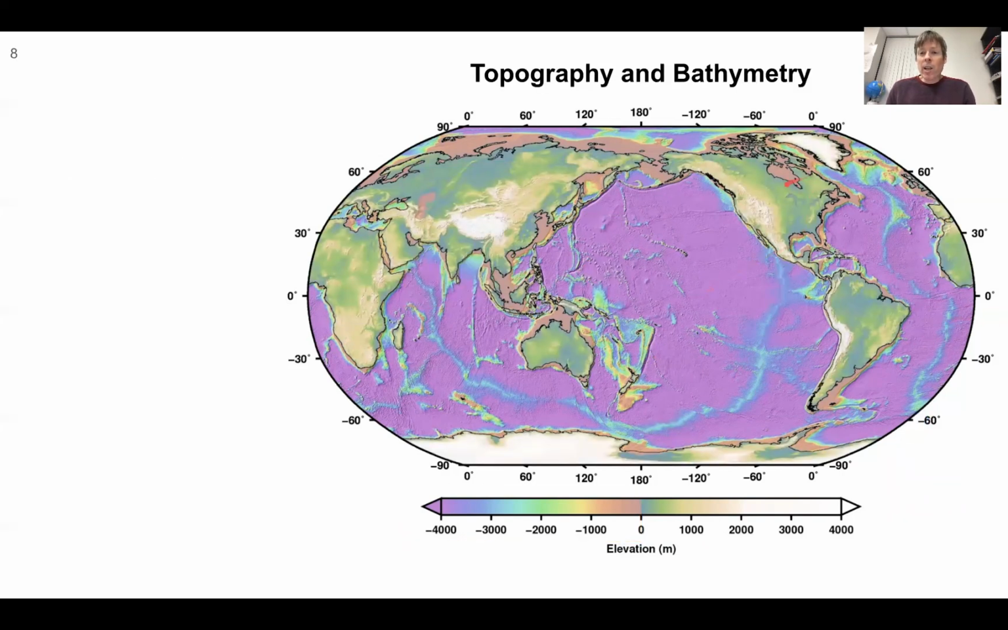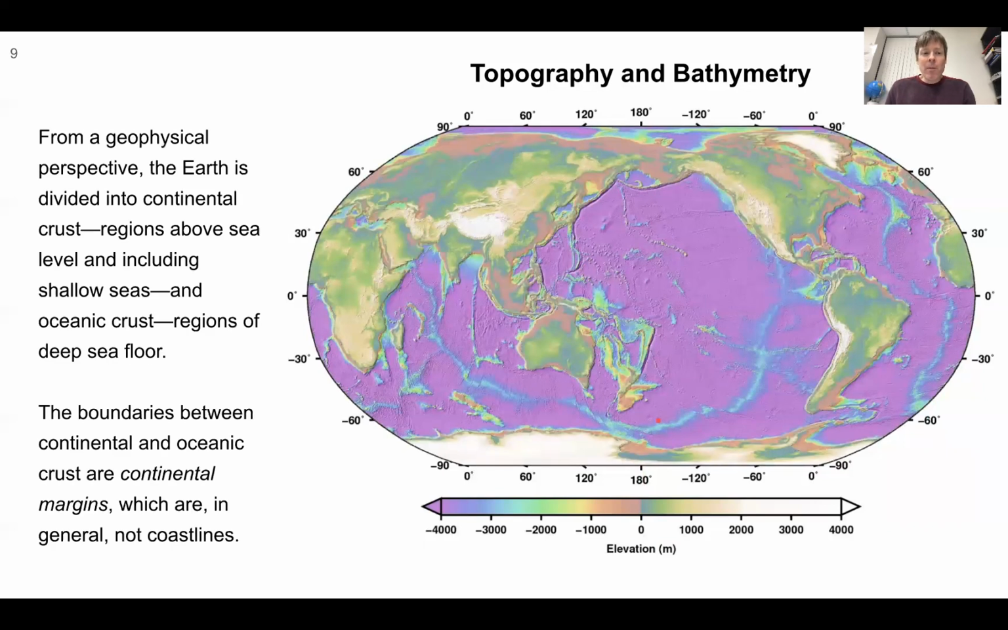We can add the coastlines to help us see the divide between plus and minus elevations. But from a geophysical perspective, the Earth is divided into continental crust, which are basically regions above sea level, as we saw here, but also these red regions. These are no different really from the rest of the continent here, except they're slightly below sea level. So this is the continent as defined, to give us a picture based on the bathymetry and not so much the coastlines.